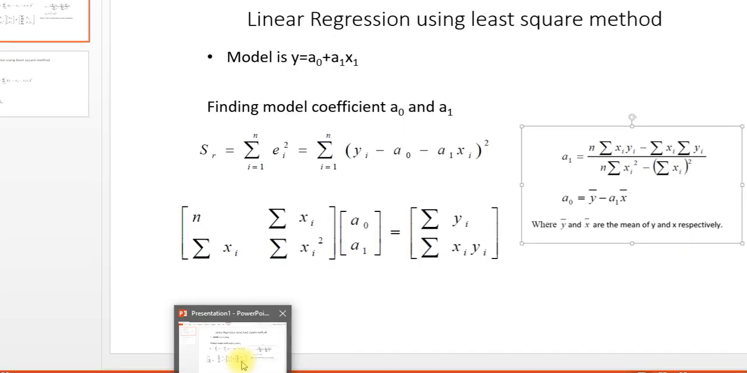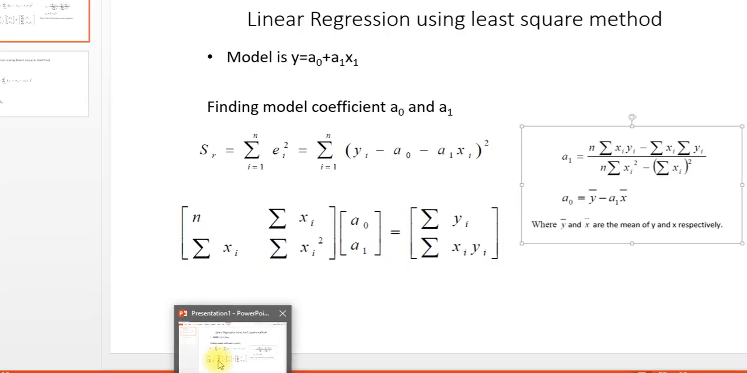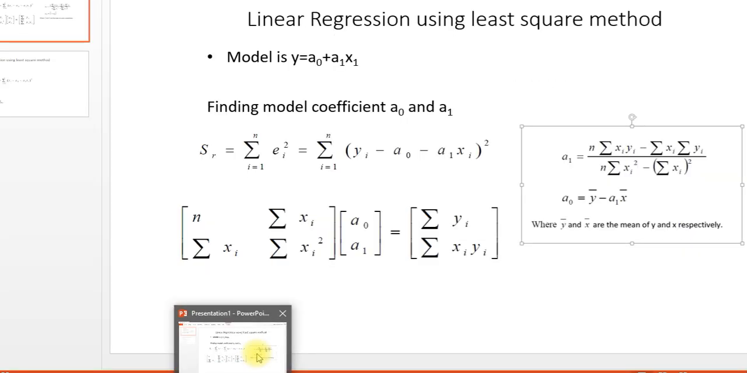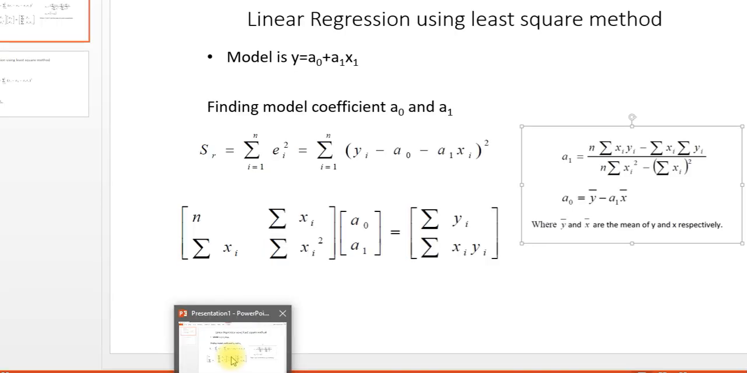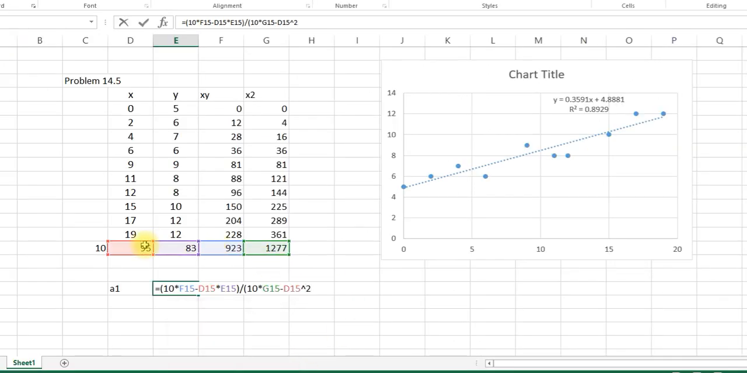So 10 times sum of xy. Sum of xy is this, minus sum of x times sum of y. So sum of x is this times sum of y. Okay. Then what we have, n times sum of x square. So n is 10, sum of x square, this is minus, sum of x, and square. Okay, so I'm expecting this value to be 0.359.